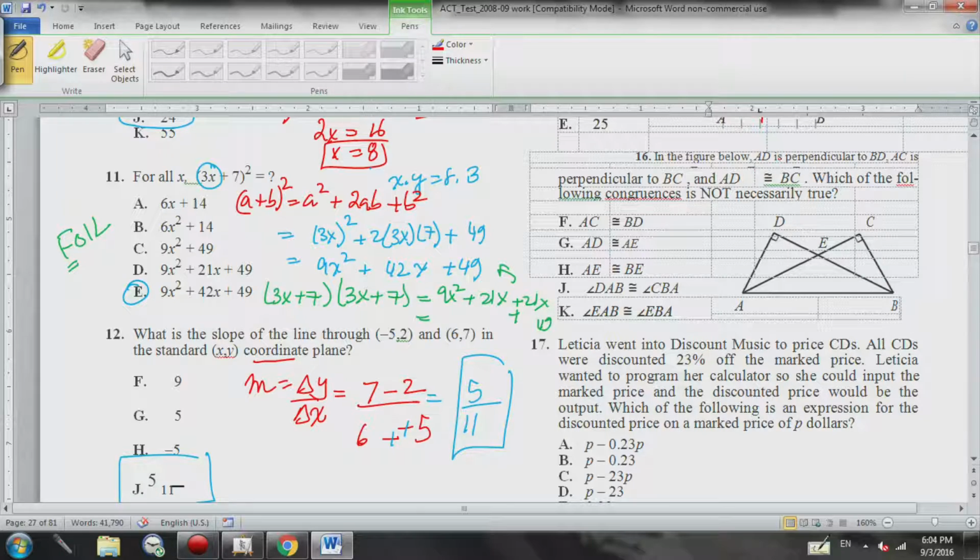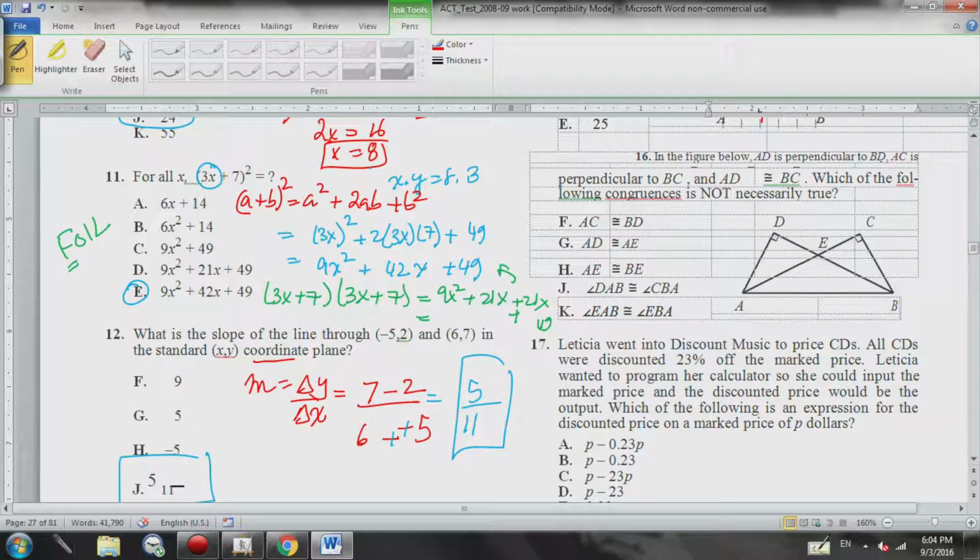In the figure below, AD is perpendicular to BD. It tells us in the figure. They don't even have to tell us that because it's marked right there. If it was not marked, you would have to be told that, and then you would have to put that symbol there. But it's given.